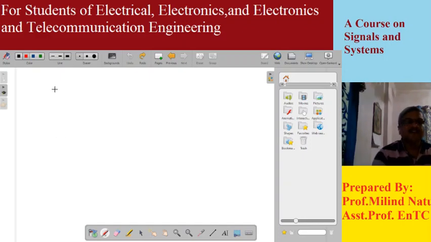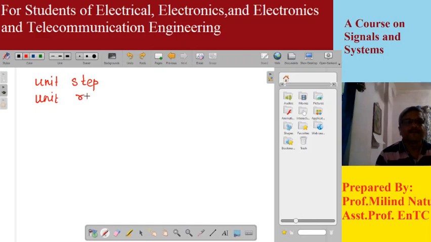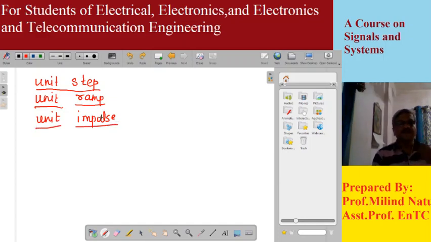Today we'll discuss a few important properties of impulse signal which are very important while solving the problems. In the previous class we have discussed basic elementary signals such as unit step, then unit ramp and unit impulse signal. We also took various examples to demonstrate how these basic signals are used while decomposing the signals or while writing the mathematical expression of a signal.